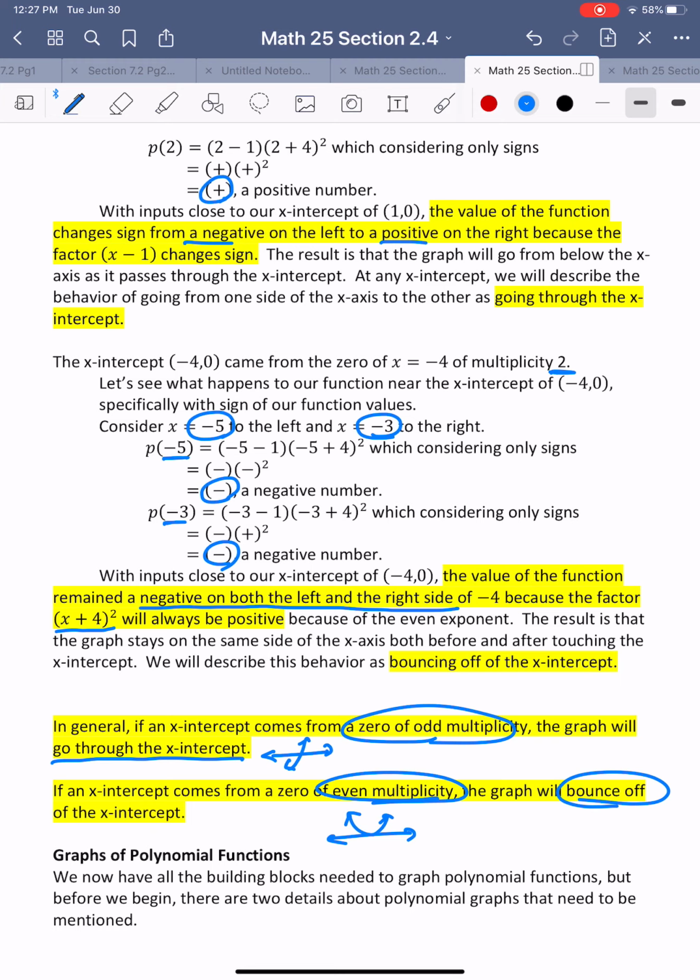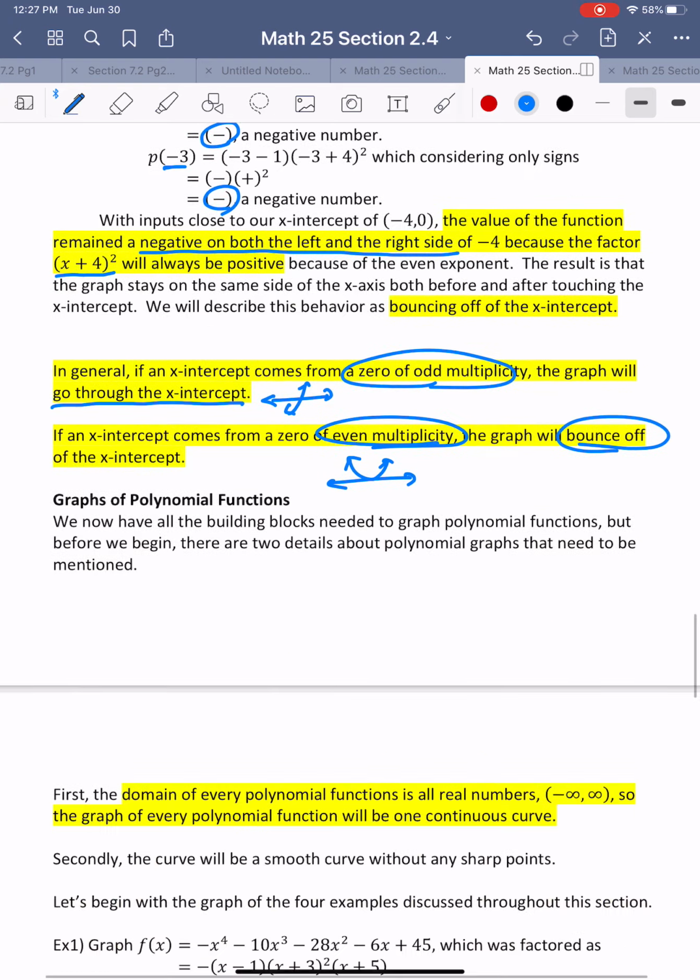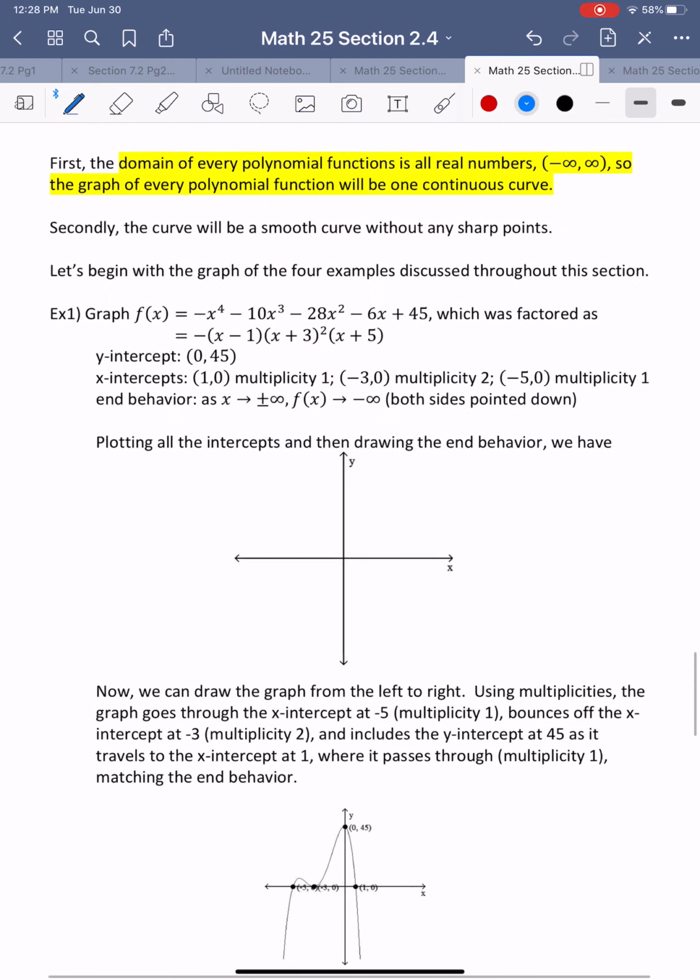All right, graphs of polynomial functions. We now have all the building blocks needed to graph a polynomial function, but before we begin, there are two details about polynomial graphs that need to be mentioned, okay? First, the domain of every polynomial function is all real numbers, negative infinity to infinity. So the graph of every polynomial function will be one continuous curve. Secondly, it is a smooth curve without any sharp points.